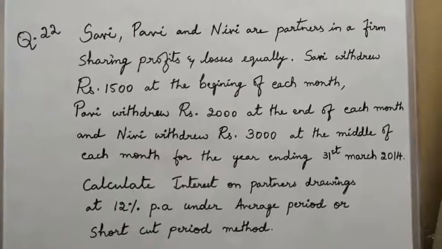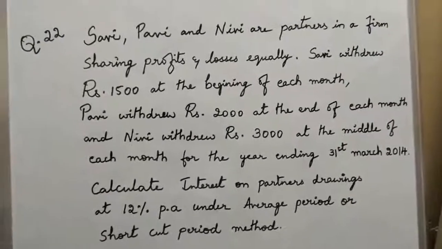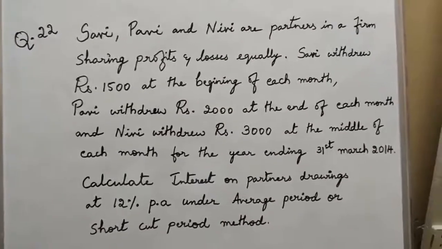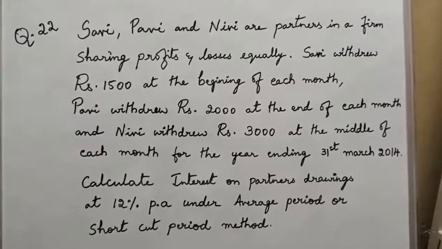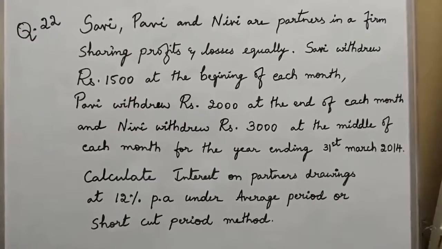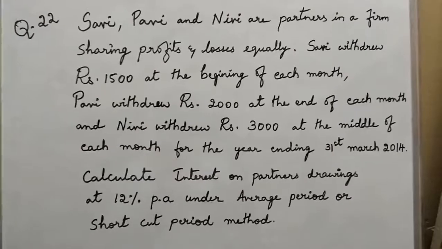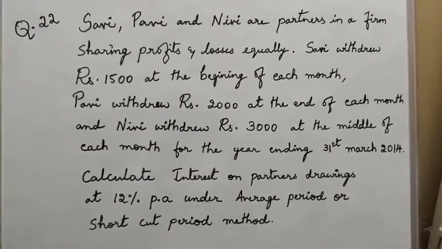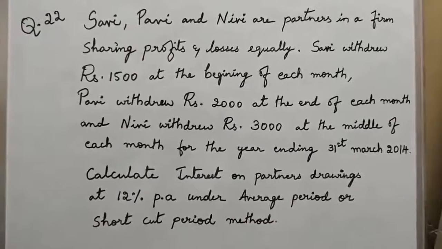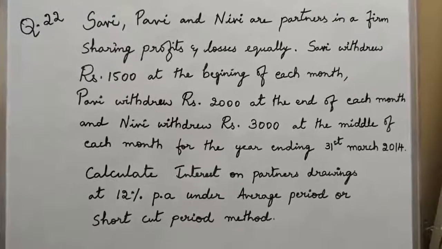So let us start with question number 22 for average calculations. Let us read the question, what is given here. Savi, Pavi and Nivi are partners in a firm sharing profits and losses equally. Savi withdrew rupees 1,500 at the beginning of each month. Pavi withdrew rupees 2,000 at the end of each month and Nivi withdrew rupees 3,000 at the middle of each month. For the year ending 31st March 2014, calculate interest on partners' drawings at 12% per annum under average period method or shortcut period method.